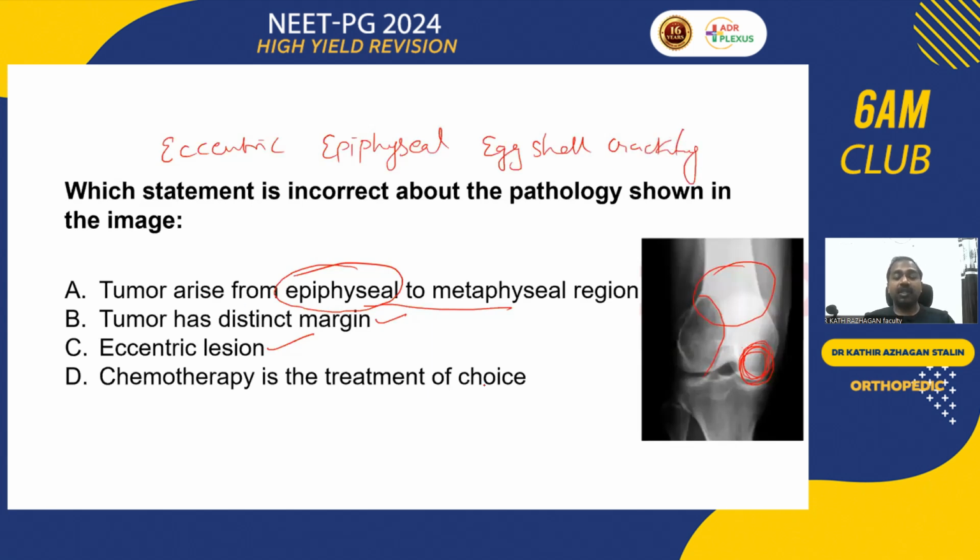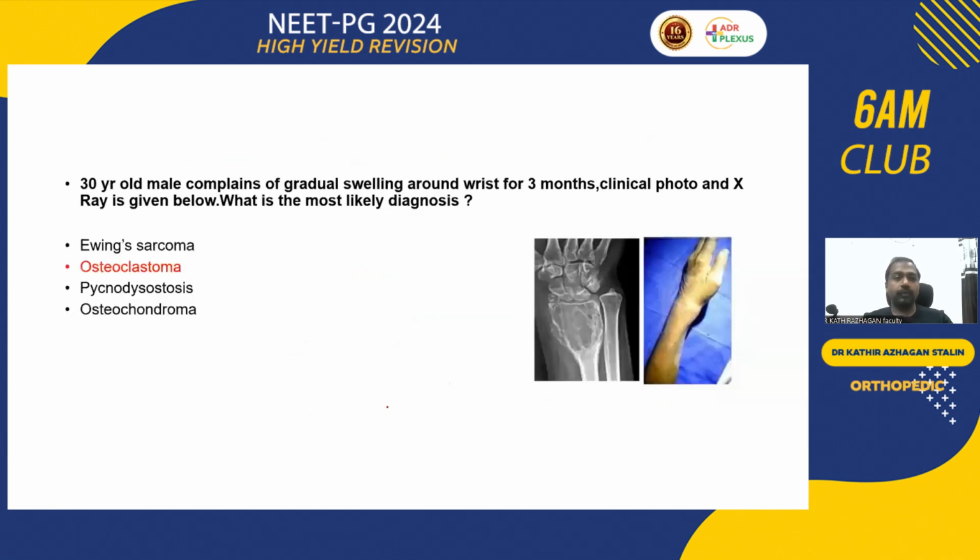Is chemotherapy the treatment of choice for this tumor? No, chemotherapy has no role. No role. Now, since we discussed osteoclastoma, there is another potential question.